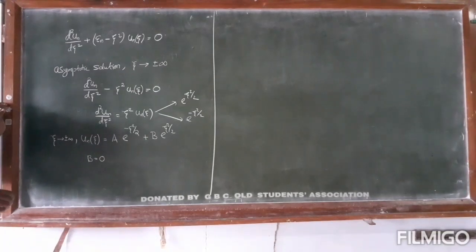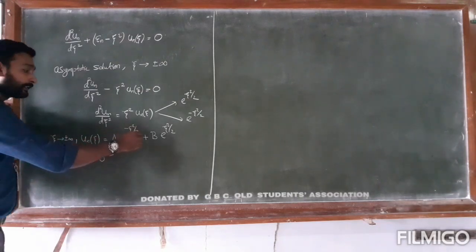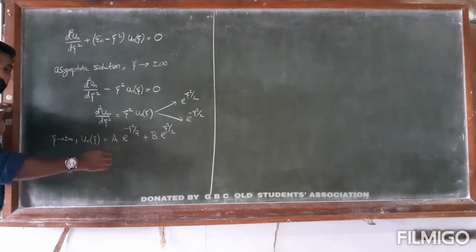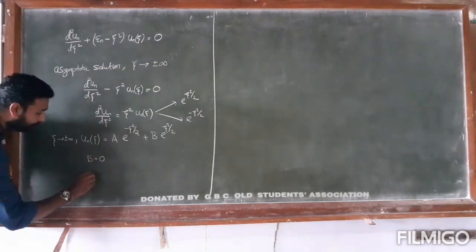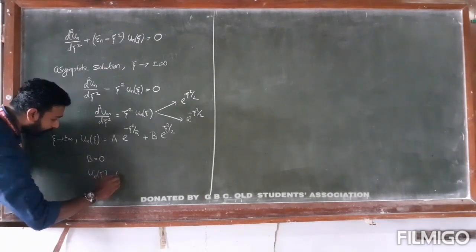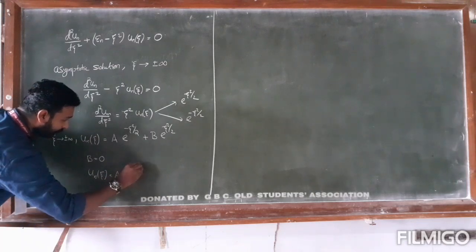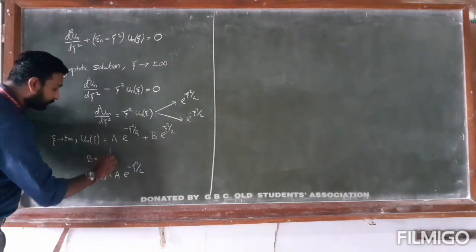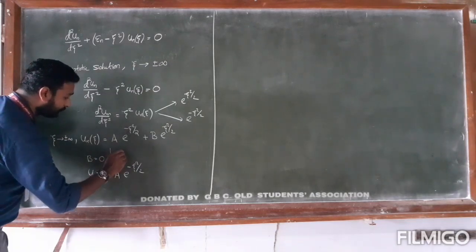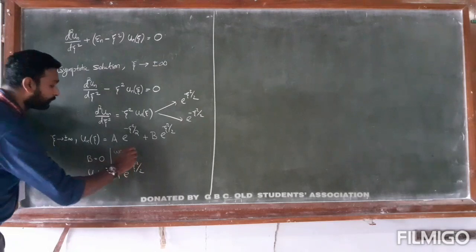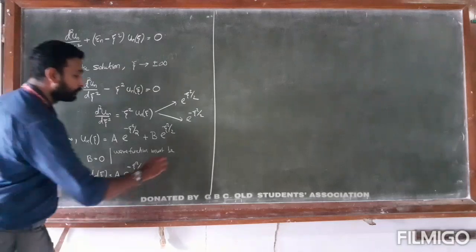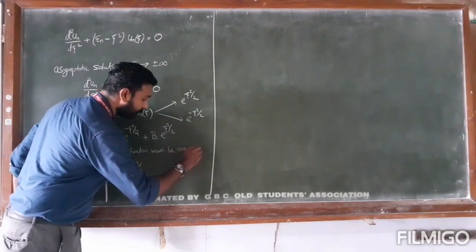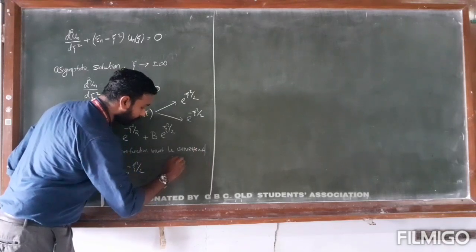Okay, so why are we setting b to 0? Because otherwise u_n of theta would be a divergent function. We cannot normalize it, because otherwise u_n of theta will tend to infinity when theta tends to infinity. So since b is 0, I can write my u_n of theta as some constant times e raised to minus theta squared by 2. So b is 0. The reason is the wave function must be convergent or normalized.